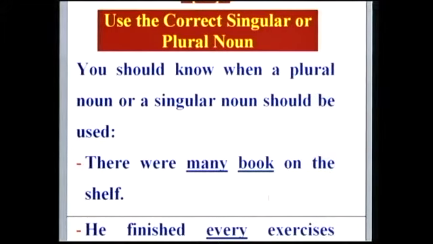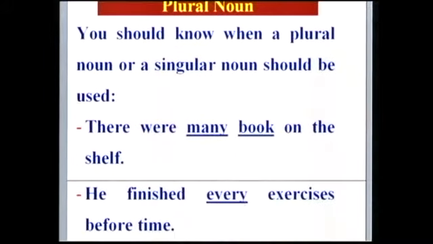You should know when a plural noun or a singular noun should be used. يعني لما أقول there were many books on the shelf. Many and were are plural. Were is a plural verb and many is also a plural word. يبقى طبعا لازم أقول there were many books on the shelf.